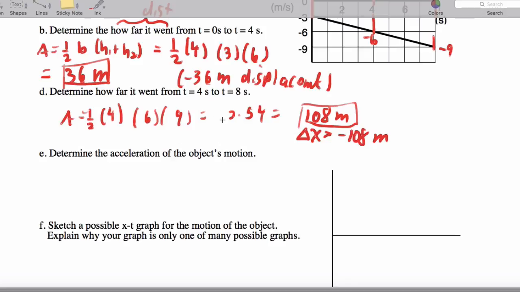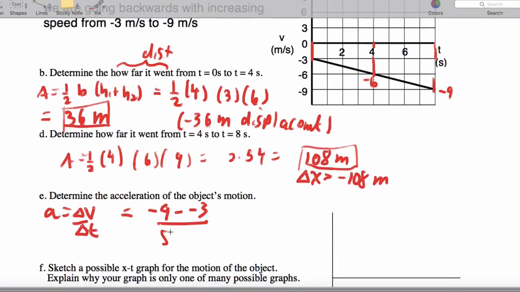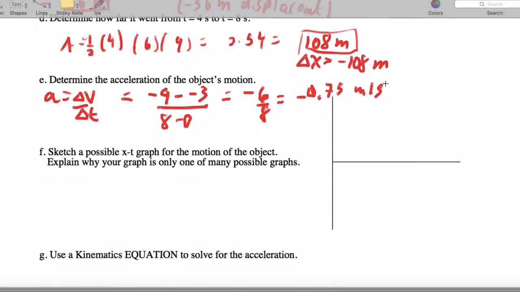Now it says determine the acceleration of the object's motion. So the acceleration is the slope of the velocity graph. So I'm just going to do a rise over run calculation. So I've got -9 minus -3 over 8 minus 0. So that's going to be -6 over 8, which is -0.75 meters per second squared.